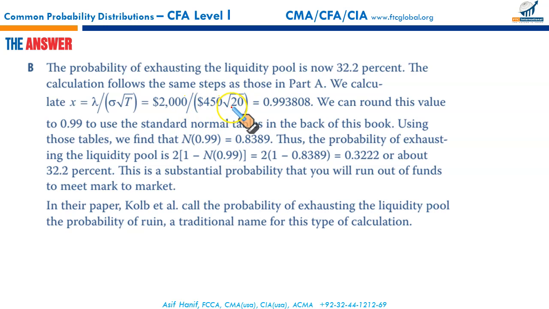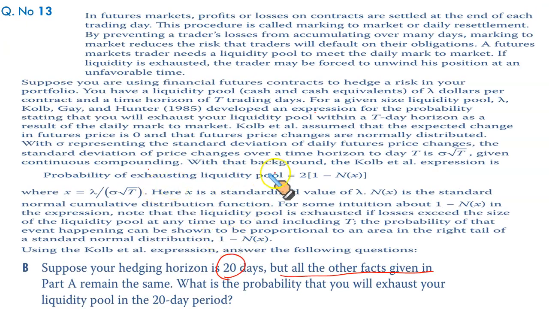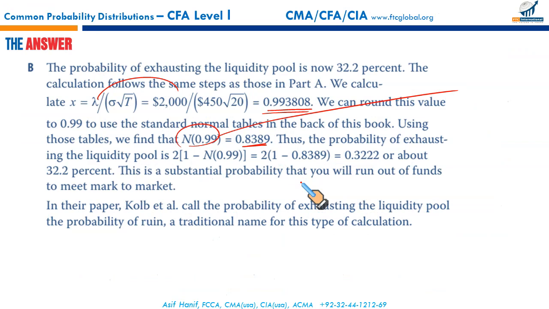You will plug in, instead of 5, here you have 20. 2000 is lambda upon 450 times square root of 20, it's 0.9938, which is 0.99. So what you will do, you will look up 0.99 in the Z table, and you will find the probability to be 0.8389. Now what is the probability of exhausting your liquidity pool? This is the formula, 2 into 1 minus N(x). 2 into 1 minus N(0.99), which you found the value to be 0.8389. Simple as that. Just application of formula.